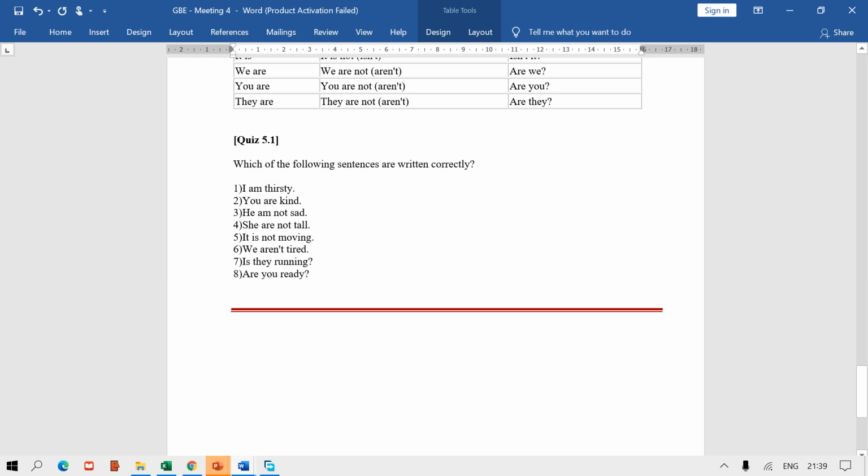Next, 5.1. Which of the following sentences are written correctly? Cari yang benar mana. I'm thirsty, you are kind, he am not, she are not. The correct ones are the first two, and the rest are wrong.